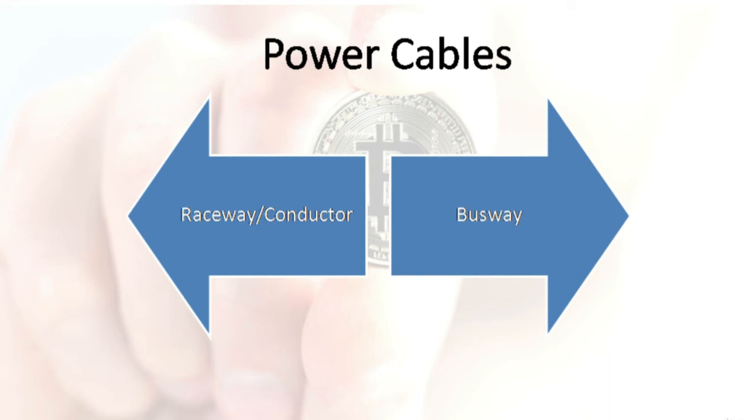The second method is called the busway method, which is a metal enclosed raceway with factory mounted bus bars. The advantages of using this method include being a bit more compact and using less space, but it is also more costly and more susceptible to water leaks, as well as potentially high short circuit current.